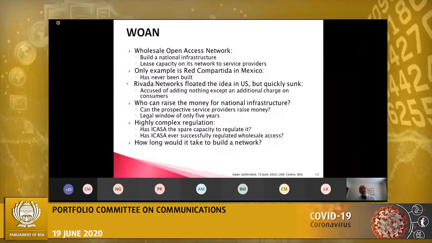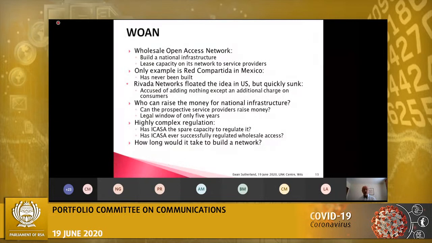But you also have to ask, can these so-called service providers raise the money for their businesses so that when the WOAN is built, the WOAN will get revenue? Because it's a wholesale, it needs retail. Will there be the retail providers there? And there's a couple of legal questions in there. One is, it looks like there's a legal window of only 5 years, which might not be enough time to recover the money. And of course, the other possibility is whether you would be able to withstand litigation in the court. It's very complex regulation.